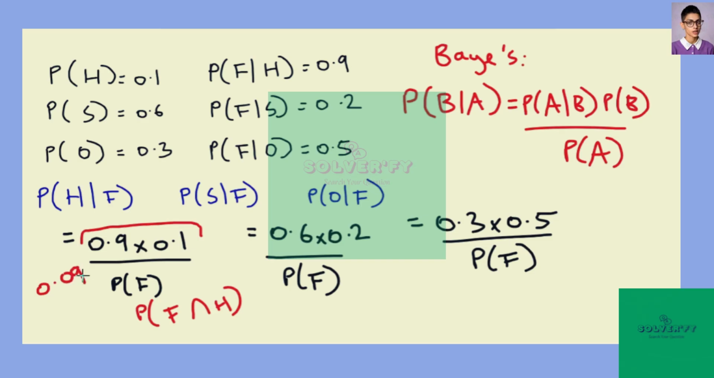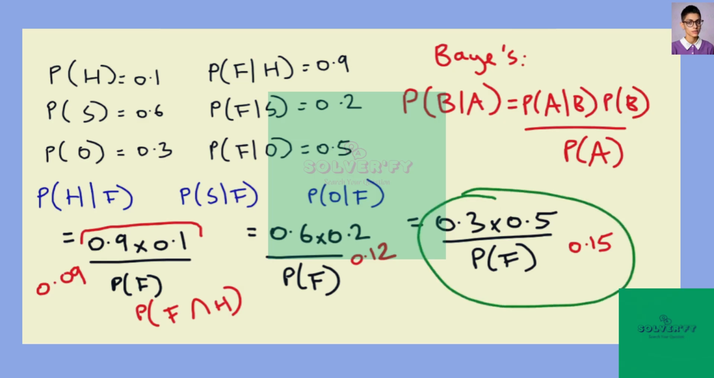0.09, 0.12, 0.15. From this, I can see, oops, that is not correct. That is not how you calculate things. 0.6 times 0.2, there we go. From these, I can see that this will be the greatest probability here. So the answer is other.